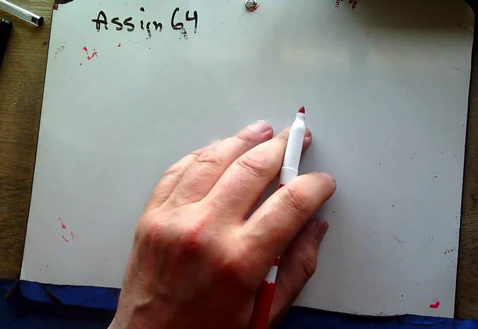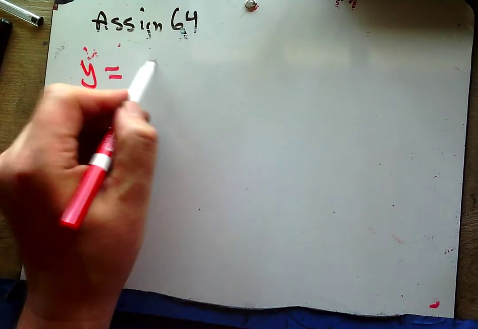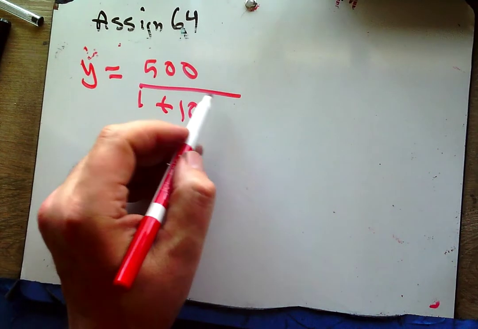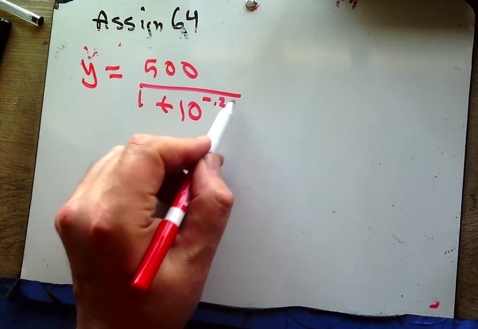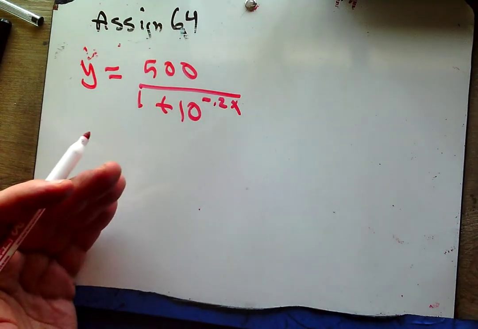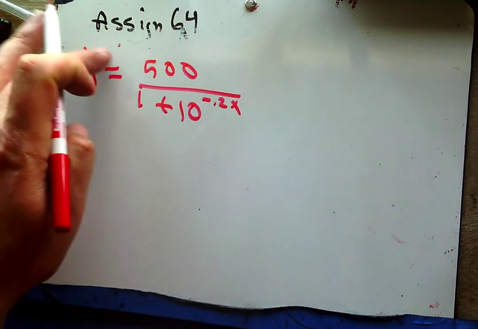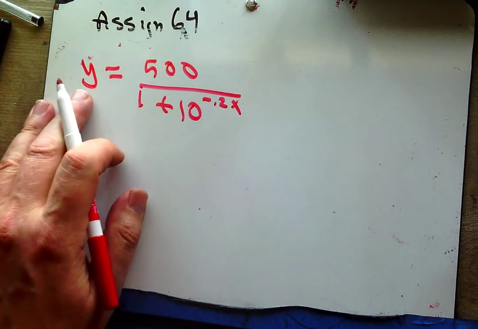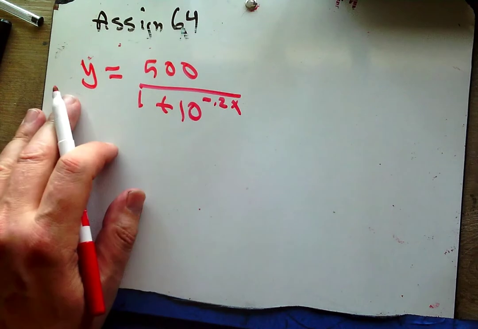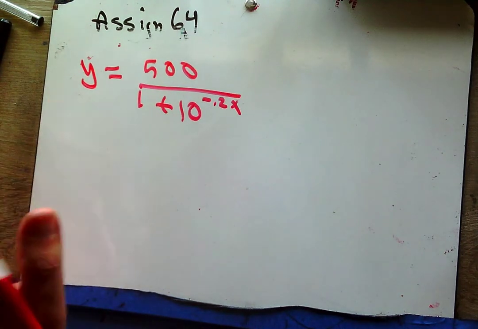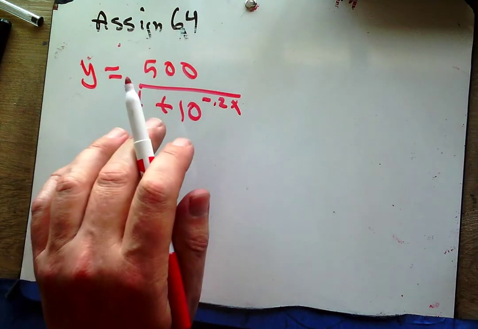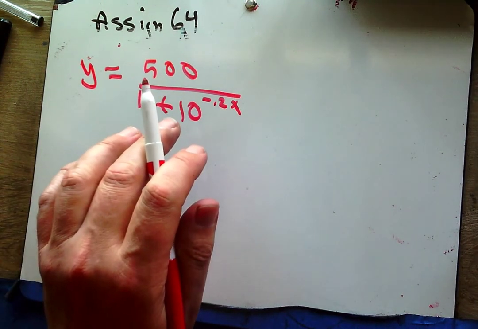Let's do one on a calculator. Y equals 500 over 1 plus 10 raised to the negative 0.2x. Okay, so here's a little logistic function, and again, I'm interested in knowing when is y increasing, when is y decreasing, when is y concave up, when is y concave down, where are there inflection points, where are there maxes and mins.